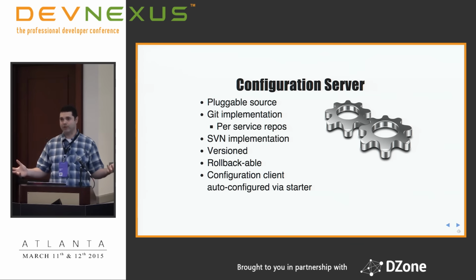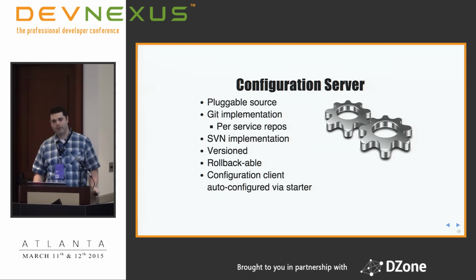You get great things with Git, right? You get versioning, you get the ability to roll things back if there's a problem. You can see who made the change, when they made the change, what the change was. Lots of great things happen with Git as a backend. All this is auto-configured using Spring Boot, so your Spring Cloud apps can connect to the config server automatically. Pretty slick.